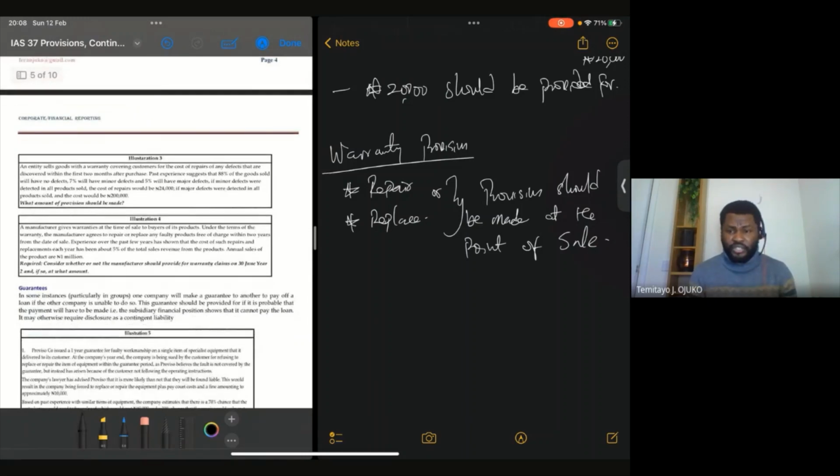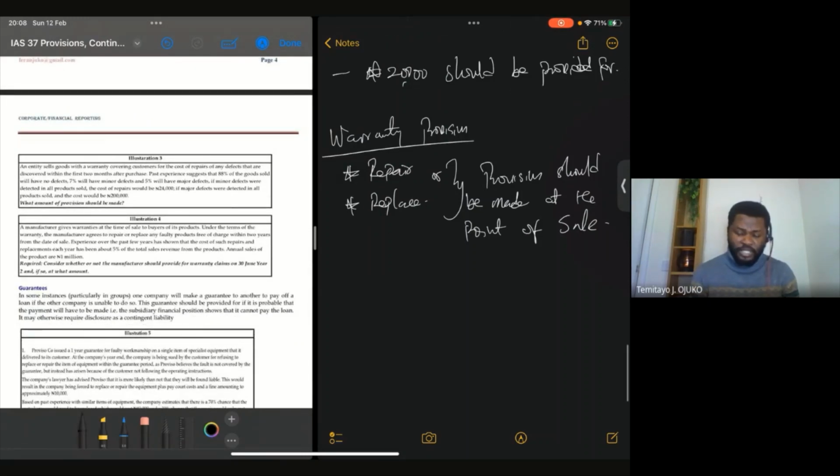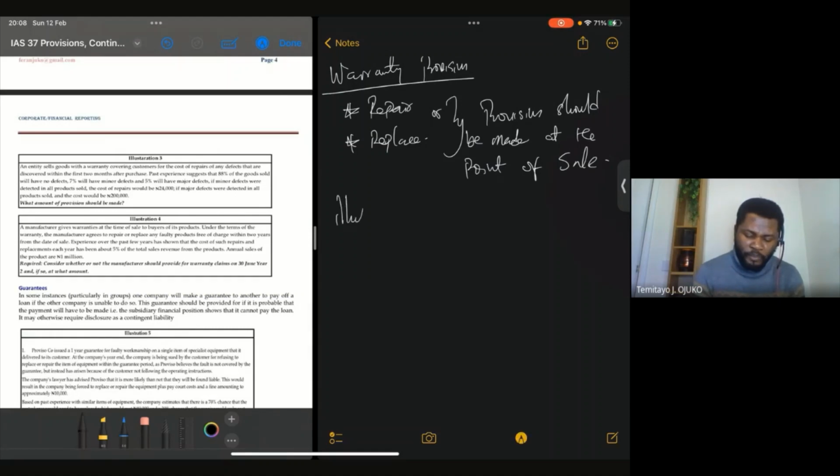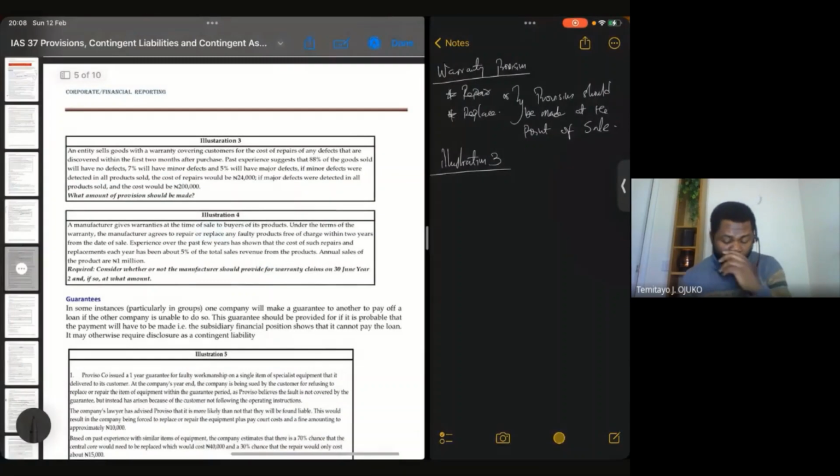Let's look at illustration 3 to examine this. Now, illustration 3. An entity sells goods with a warranty covering customers for the cost of repairs of any defects that are discovered within the first 2 months after purchase. Past experience suggests that 88% of the goods sold have no defect, 7% will have minor defect, and 5% will have a major defect.